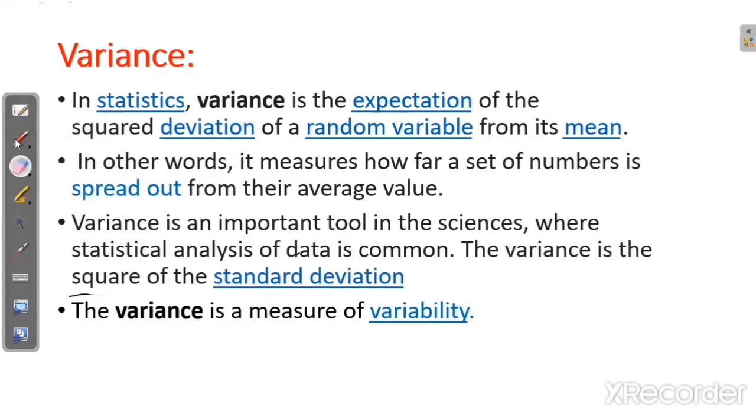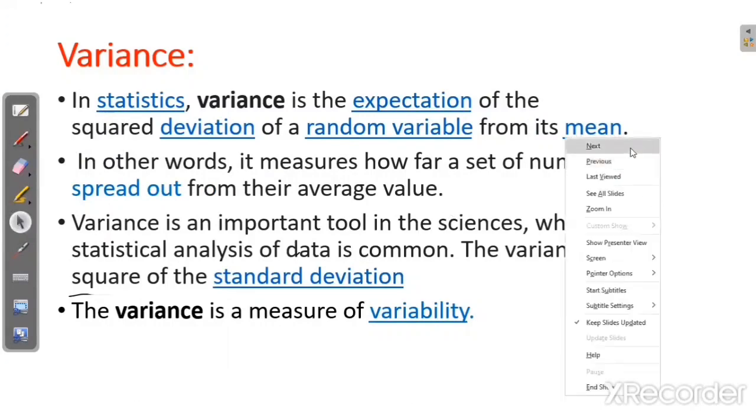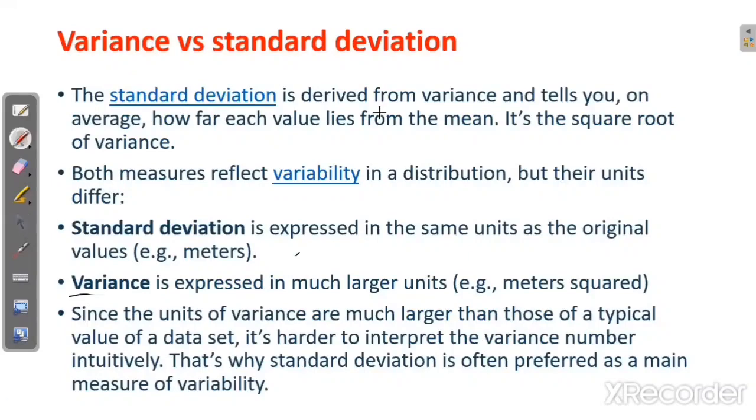Standard deviation is also similar to the variance. It is derived from the variance, as seen before. If we take the square root of the variance, we get the standard deviation. It is also a measure of how far each value is from the mean. If we get a low standard deviation value, the values are close to the mean, and if we get a high standard deviation value, the values are far away from the mean. So both reflect variability.